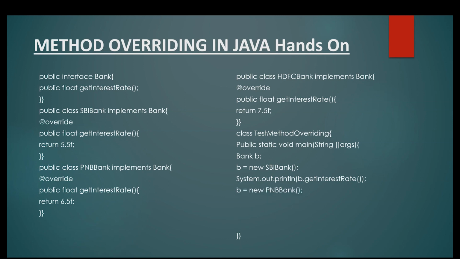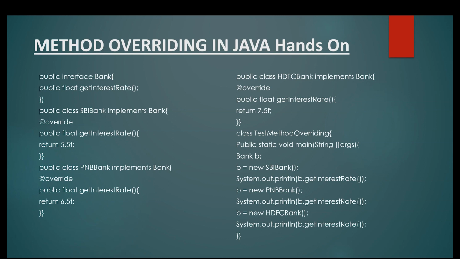And if we assign this b reference to the PNB bank, it will return the rate of interest provided by the PNB bank, and the same goes for the HDFC bank. So that's how method overriding works in Java. Now let's go to the STS and try to explore method overriding with real coding.